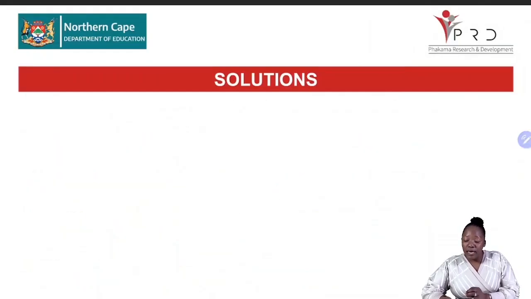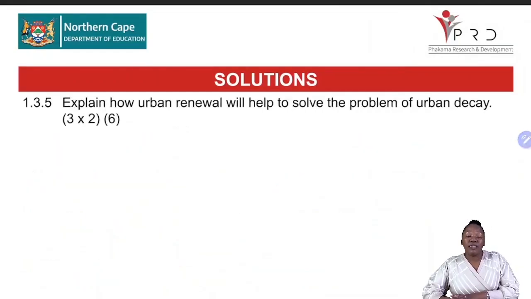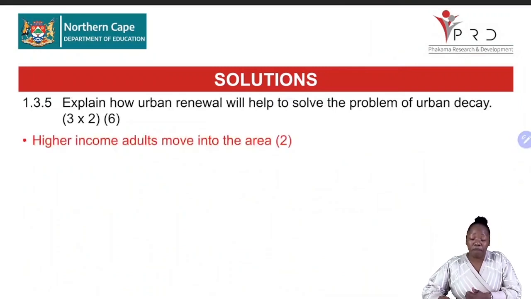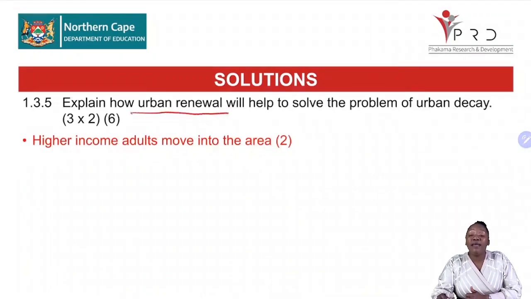Then we're looking at our question 1.3.5. It was a 3 times 2, meaning you need to give how many responses? 3. The question says, explain how the urban renewal will help to solve the problem of the urban decay. You will remember that urban renewal is when you are renewing this old building, or you are making this old building useful again.